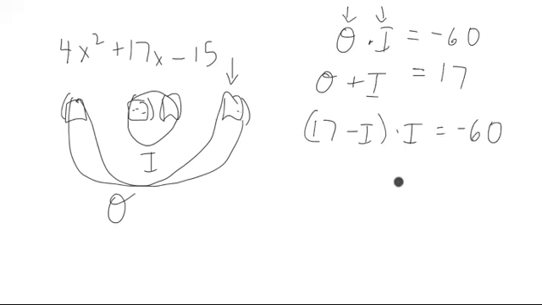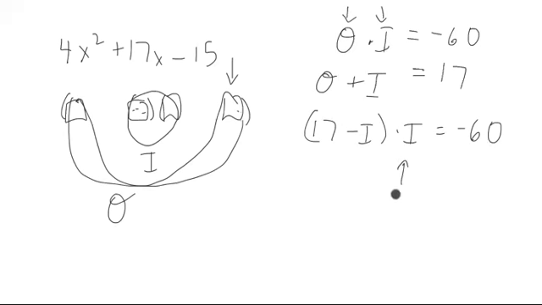And then we just have to run through possibilities for I, which is a factor of negative 60. That would give this to us. Let's think for a minute. I think 1 times something like 17 minus 1 or 17 plus 1, that's too small. 2 times even 19 is way too small.